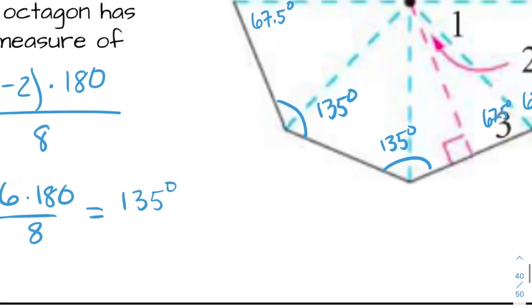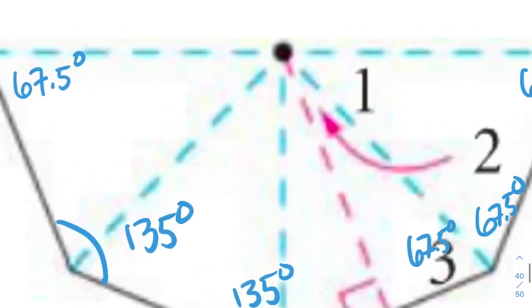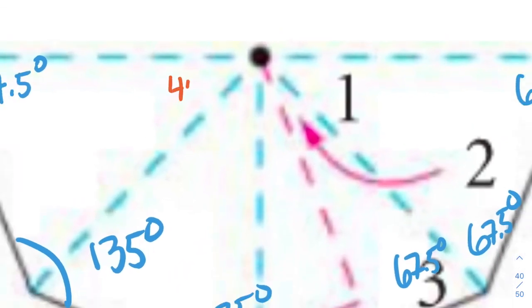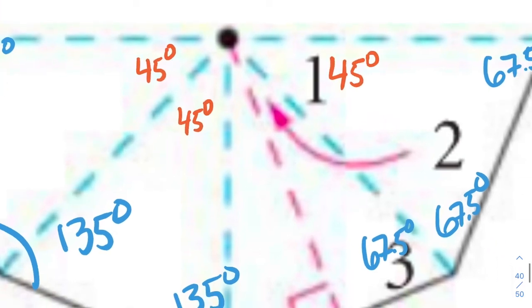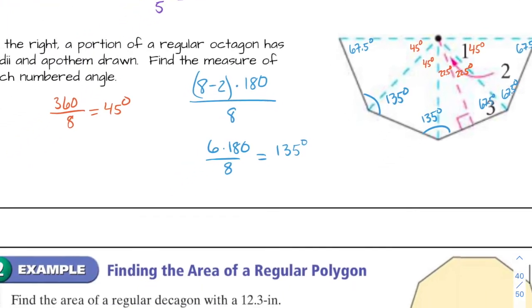And now I'm going to break my central angles up. So I'm going to do 360 divided by 8, which ends up being 45 degrees. So those are my central angles. So we have 45, we have 45, we have 45, and then half of that is 22.5 and 22.5 degrees. All right, we found those.